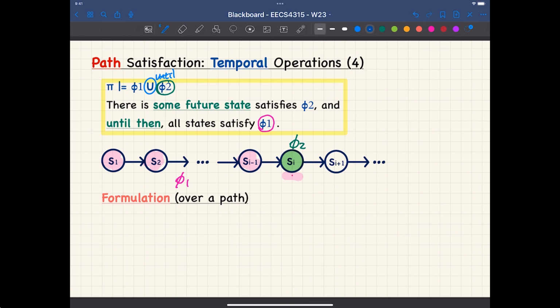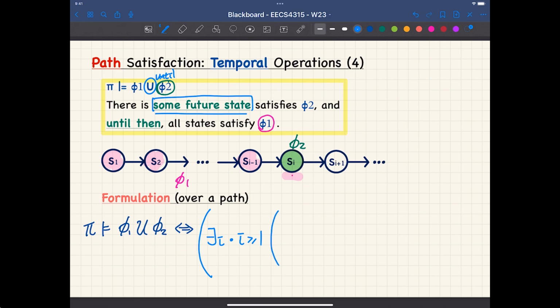So what we have is some path pi satisfies phi 1 until, or you can write U like this if you prefer, until phi 2, if and only if there is some future state. Let's do that part first. There exists some i, and then i larger than or equal to 1.